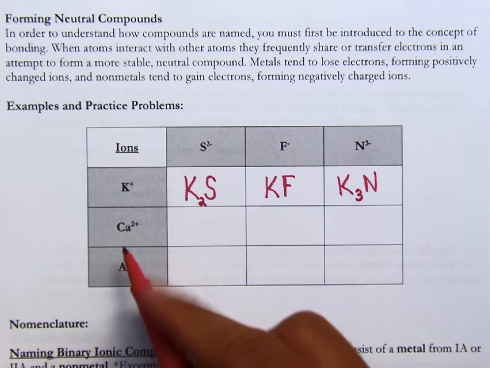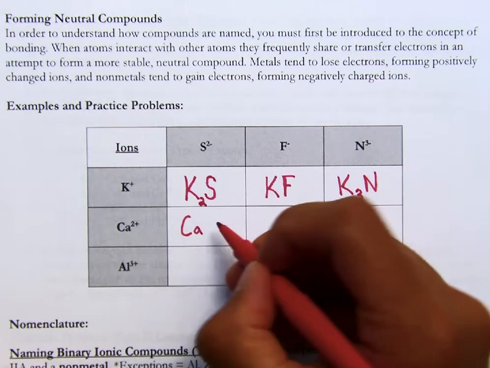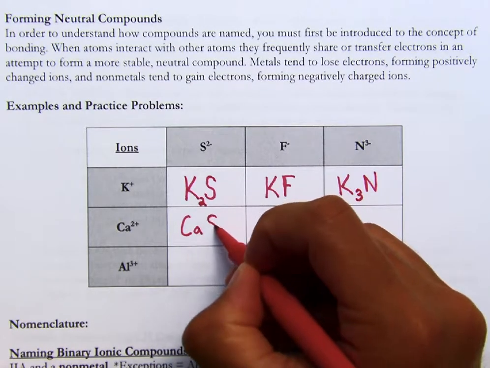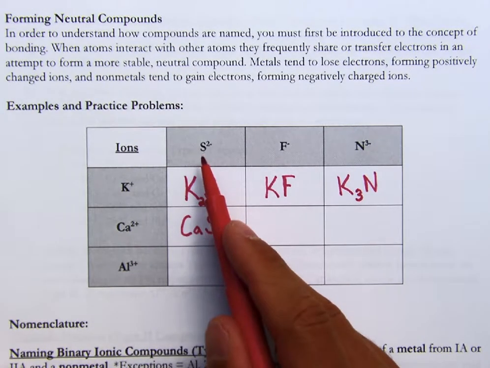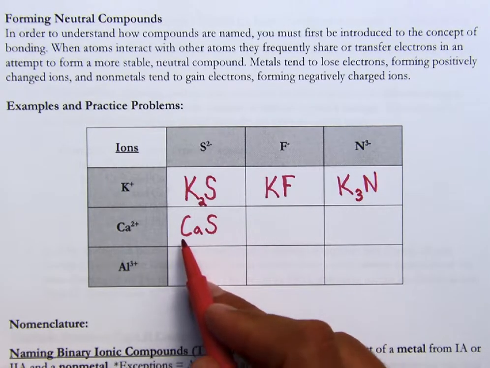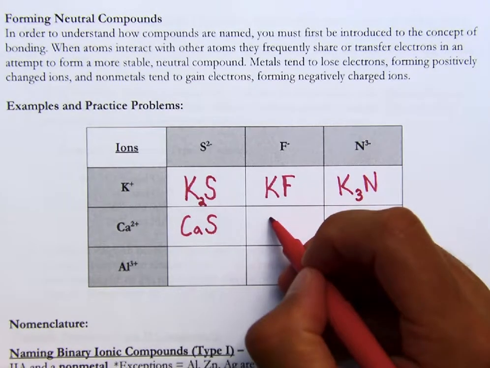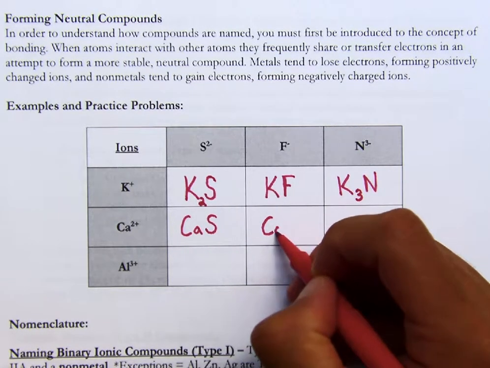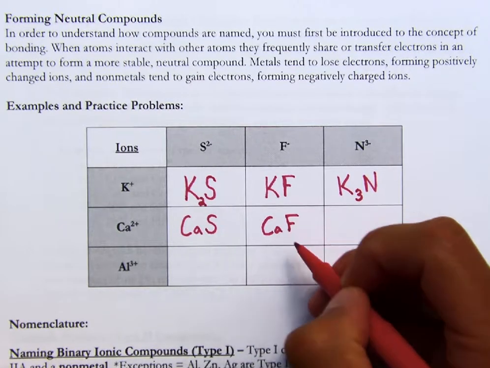Okay, now this one here, we have calcium, metal, and then we have sulfur, non-metal. Now, the calcium is +2. The sulfur is -2. So guess what? That's a neutral compound. +2, -2. Overall gives you 0.